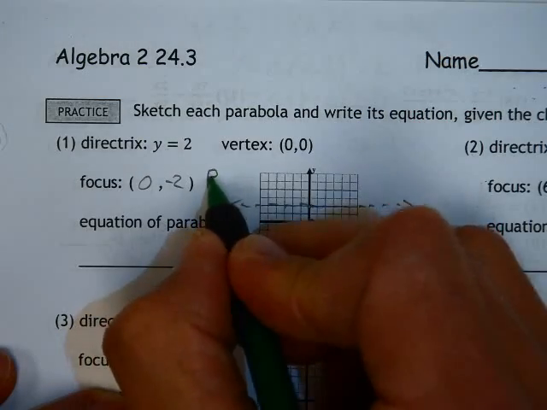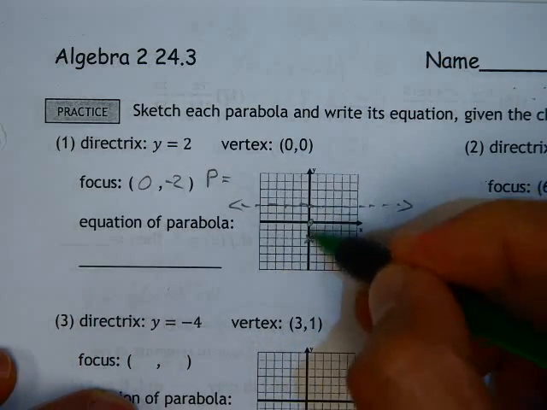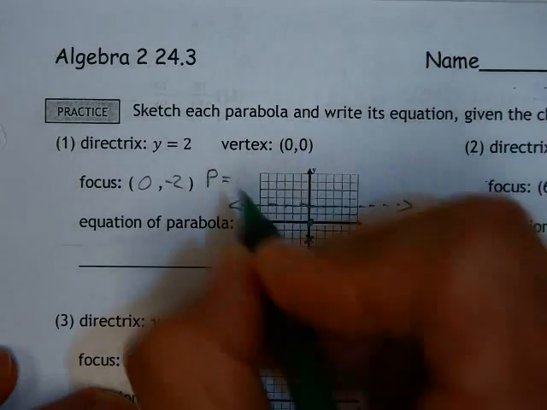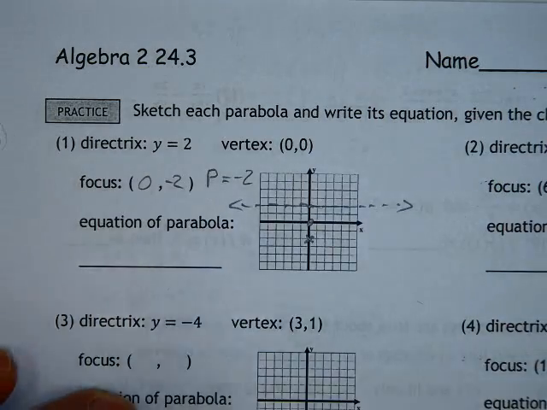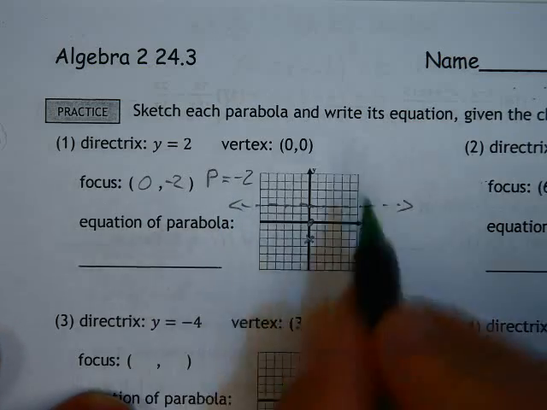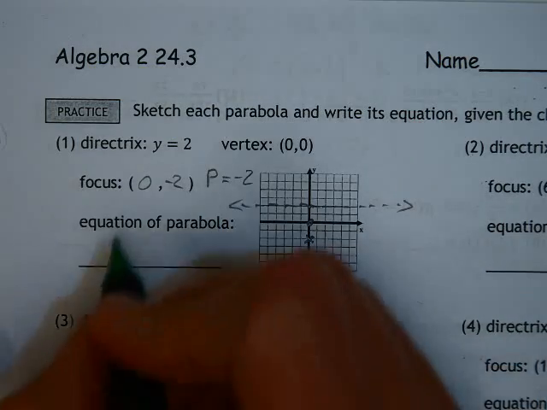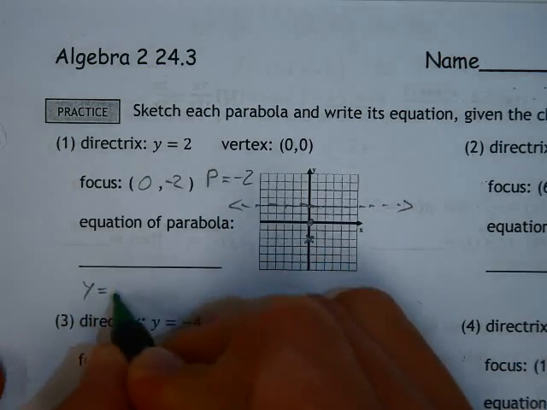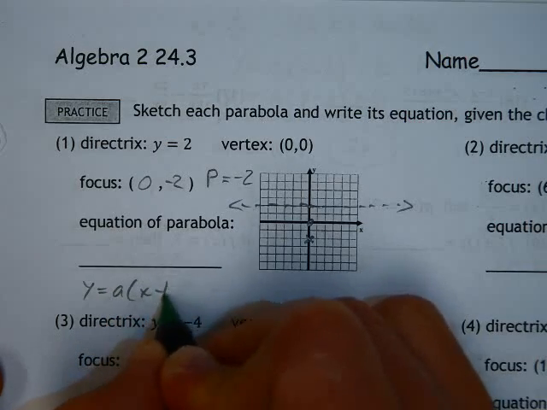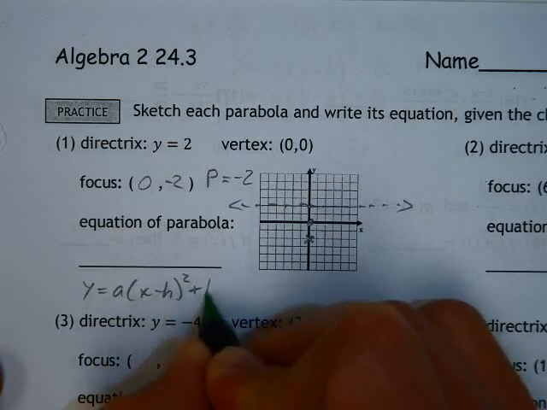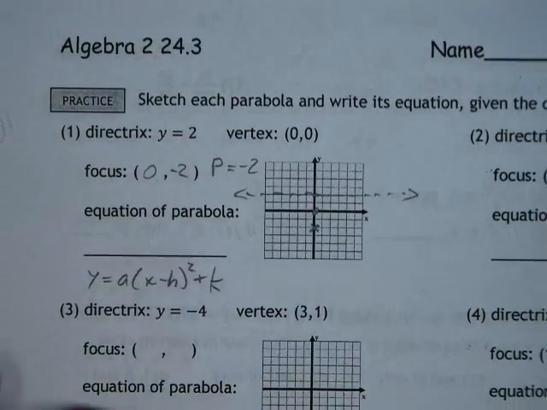That'll allow us to kind of calculate p, and it's not a calculation really, it's a count. It's counting. It's down 2. The key thing is it's down. So we have -2 as our value of p, which allows us then to write the equation. I'm going to write the equation in this form: y equals a times (x minus h) squared plus k. And that gives us everything we need.